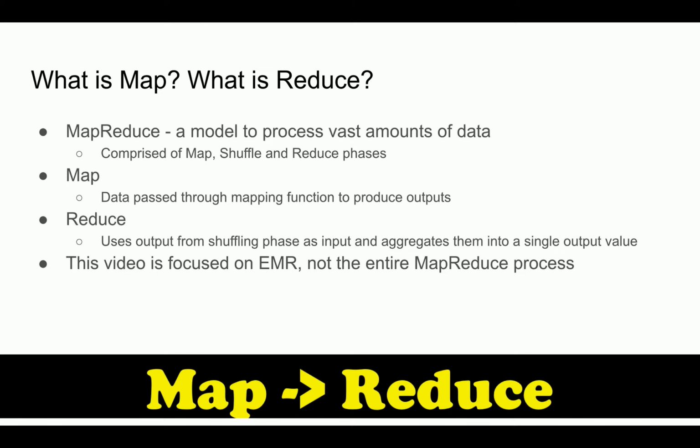In map, the data is passed through the mapping function to produce outputs, and then it's input into the shuffling phase, which produces outputs that are then passed to the reduce phase. The reduce phase takes that output from the shuffling phase as input and then aggregates it into a single output value, which is the output value you receive at the end of the process.